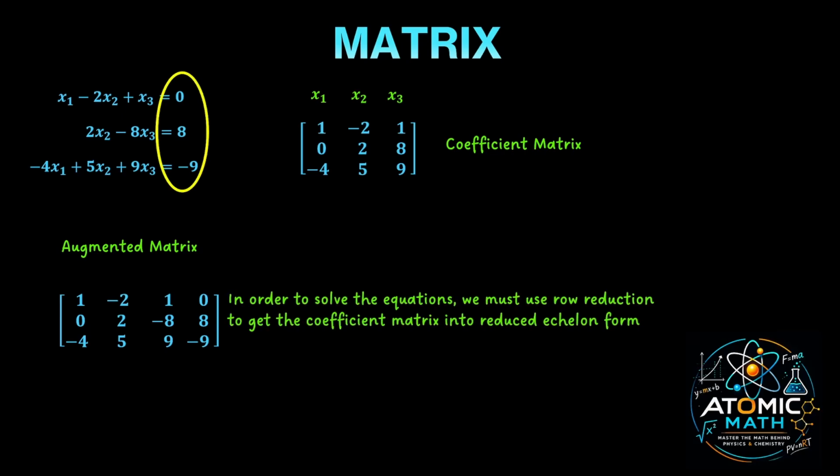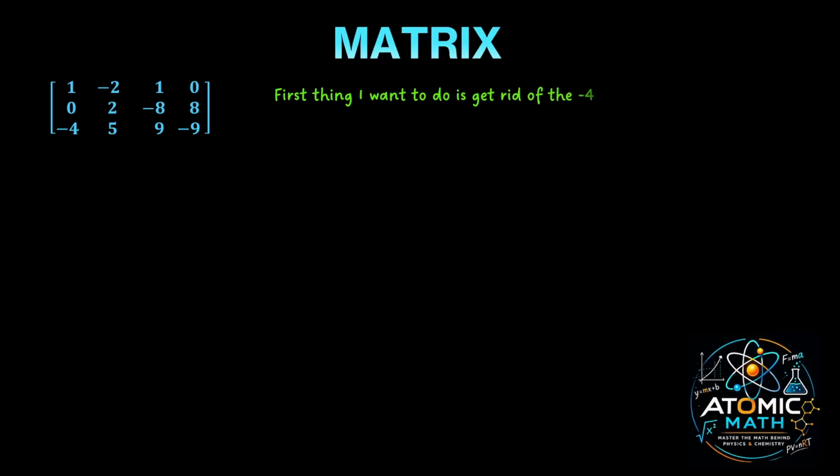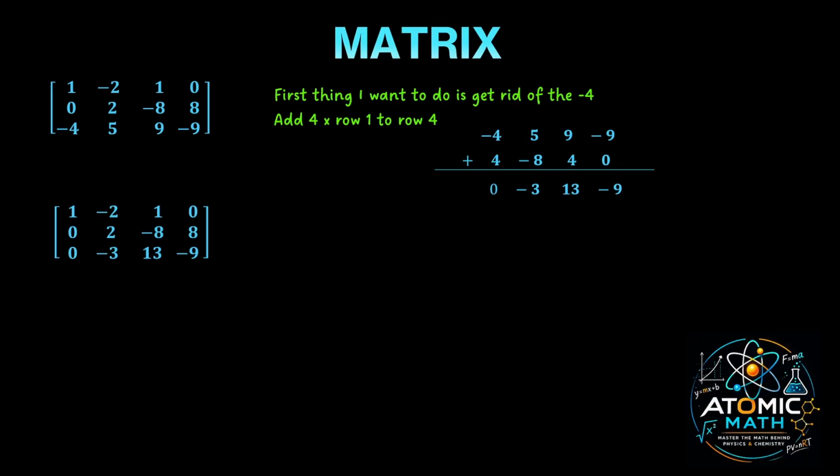So in order to solve the equations, we must use row reduction to get the coefficient matrix into a reduced echelon form. And by that, I mean this piece right here. We need to get into reduced echelon form. So let's take a look at how we can do that. The first thing I would want to do is to get rid of this minus 4 right here. So what I would do is add 4 times row 1 to row 3. So 4 times row 1, I'm going to add that to row 3, and my new value for row 3 is going to be 0, minus 3, 13, minus 9. Now I can add that back in. So now my matrix looks like this.